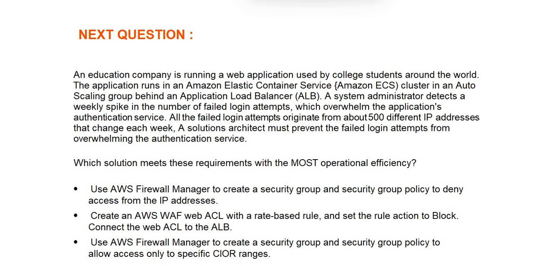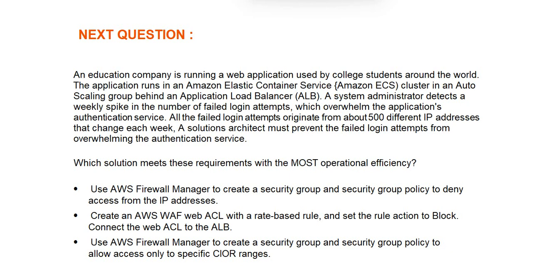Question is, an education company is running a web application used by college students around the world. The application runs in an Amazon Elastic Container Service (Amazon ECS) cluster in an auto-scaling group behind an Application Load Balancer (ALB). A system administrator detects a weekly spike in the number of failed login attempts, which overwhelm the application's authentication service. All the failed login attempts originate from about 500 different IP addresses that change each week.